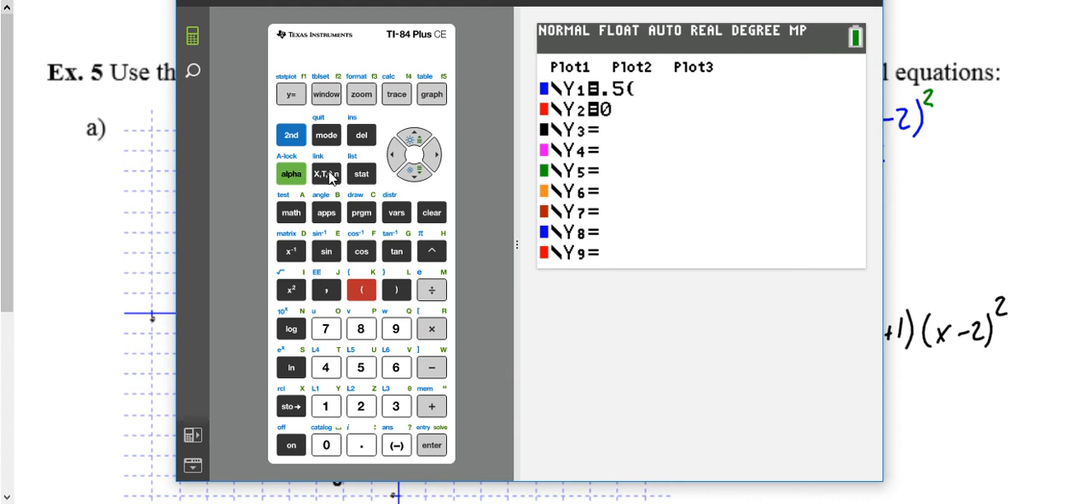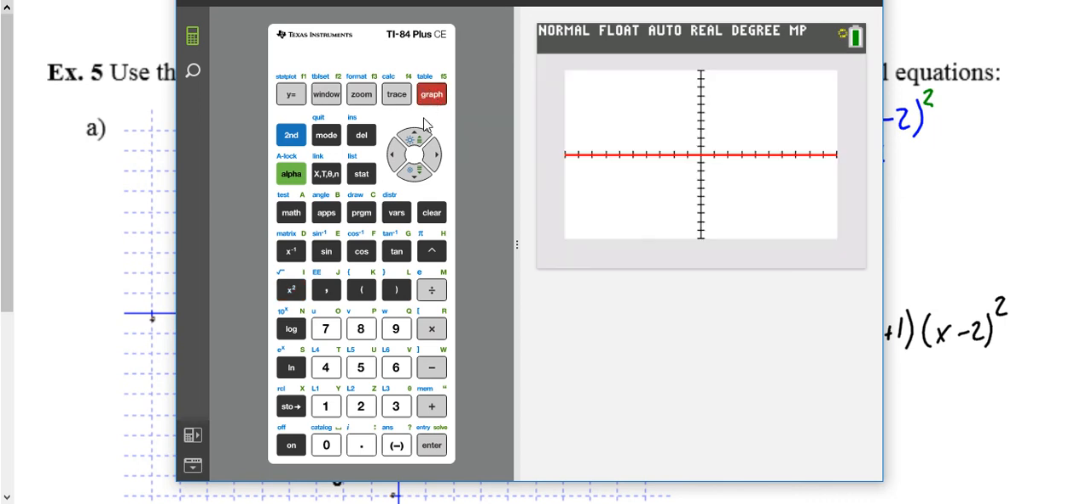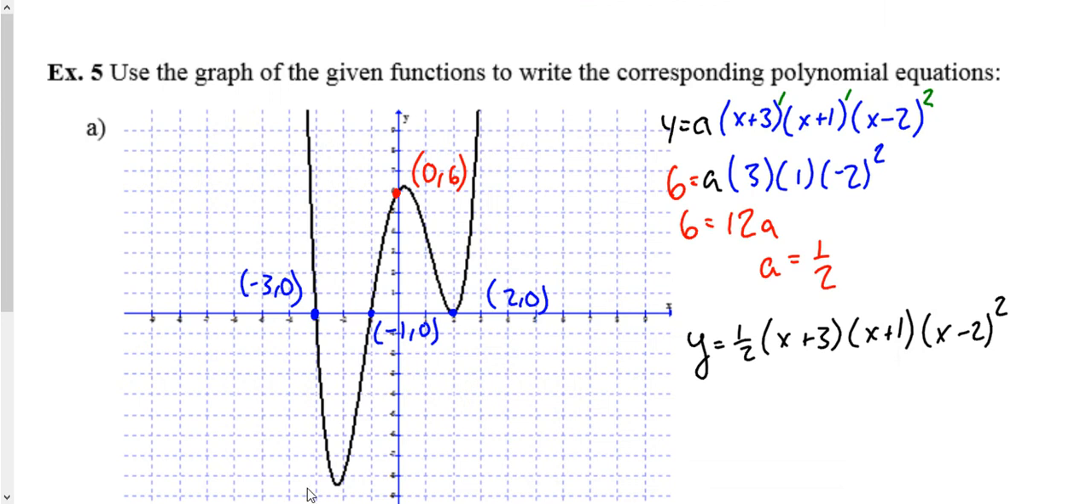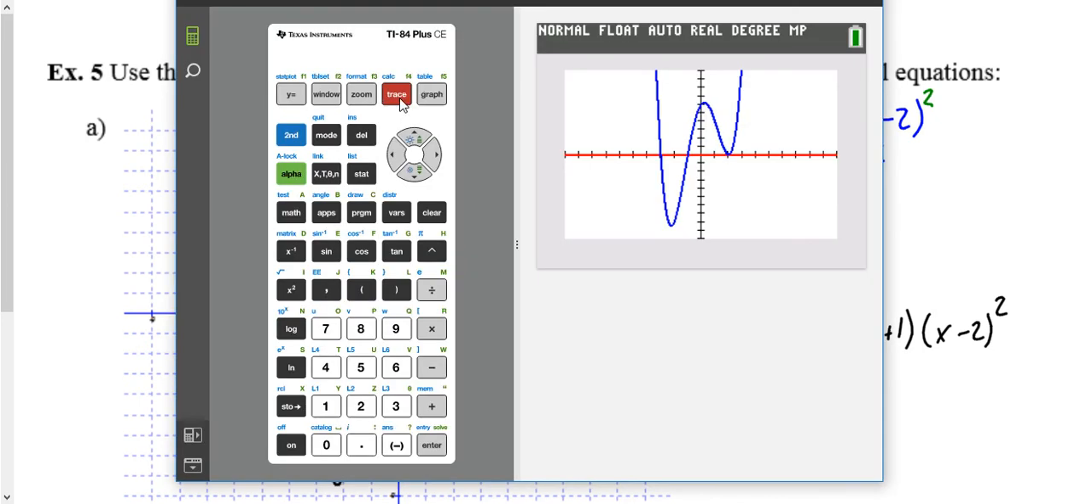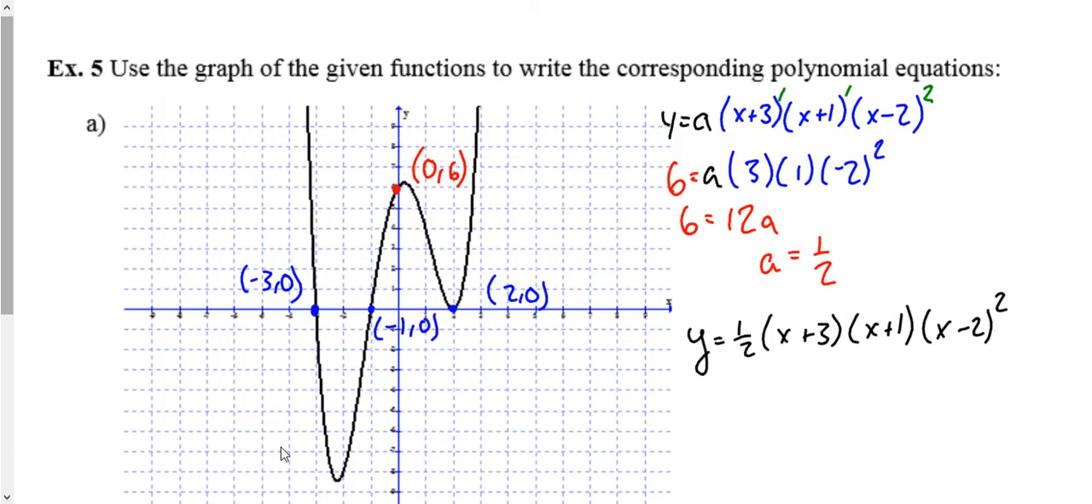Then we have our x plus 3 and our x plus 1. And that last one was x minus 2, and on there should have been a squared. Let's hit graph. Do we match up? It truly does match up to this exact same shape here. If we hit trace, x at 0, y at 6, yep, our y-intercept's still there as well. So yeah, we are good, and this should be our final equation.